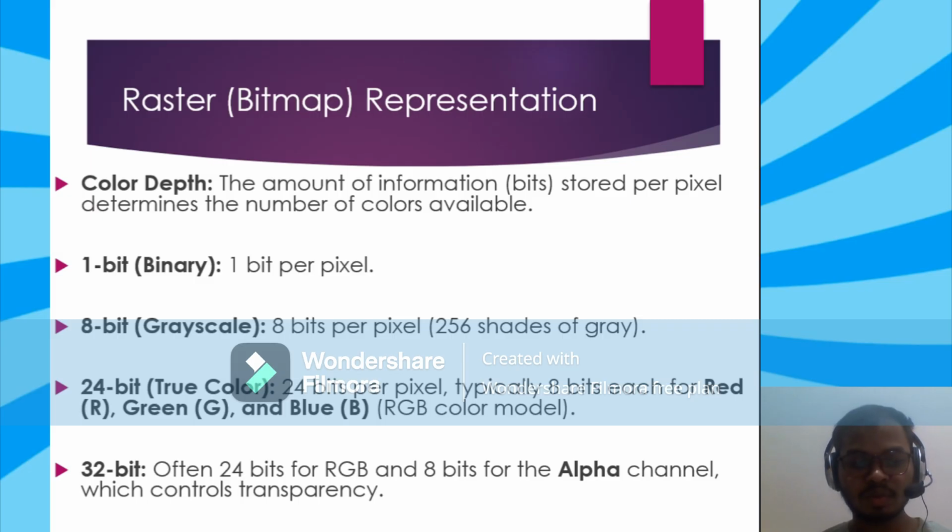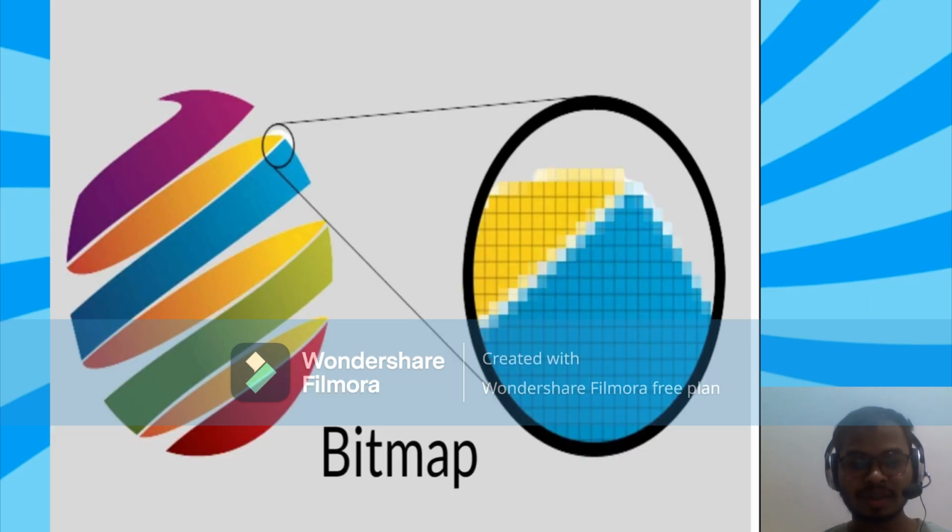24 bit is true color, 24 bits per pixel, typically 8 bits each for red, green, and blue, the RGB color model. 32 bit is often 24 bits for RGB and 8 bits for the alpha channel, which controls transparency. This is an example of bitmap representation.